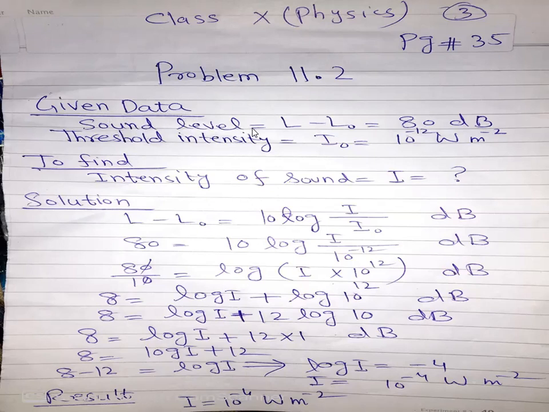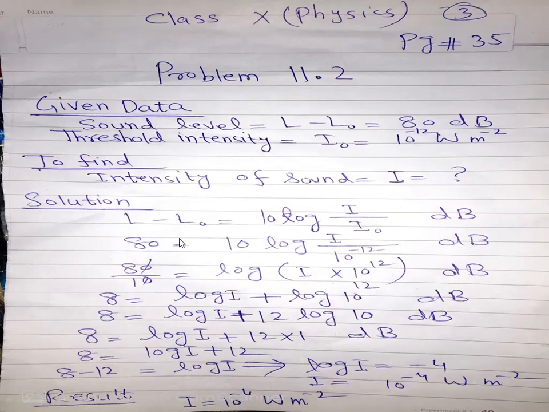Sound level, as we discussed in the last numerical, is noted as L minus L naught, which is 80 dB. The threshold intensity I naught, I will take as a reference, is equal to 10 to the power minus 12 watt per square meter, as we discussed in the last numerical as well. In this numerical, we are required to find the intensity of sound, noted with I.